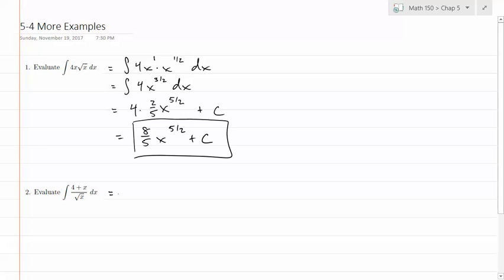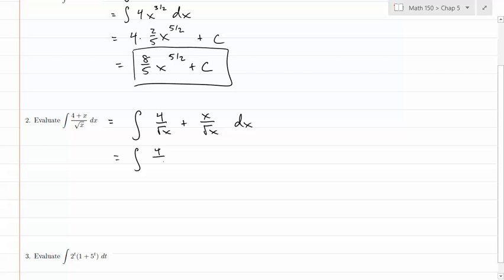Second one, you're integrating a quotient. Again, you can't integrate a quotient. There is no quotient rule for integrals. So we have to rewrite it. And the way you rewrite it is to break it up as two separate fractions over the same denominator.